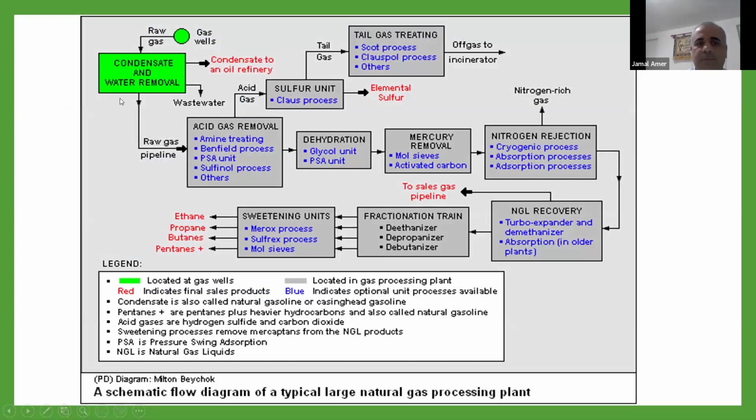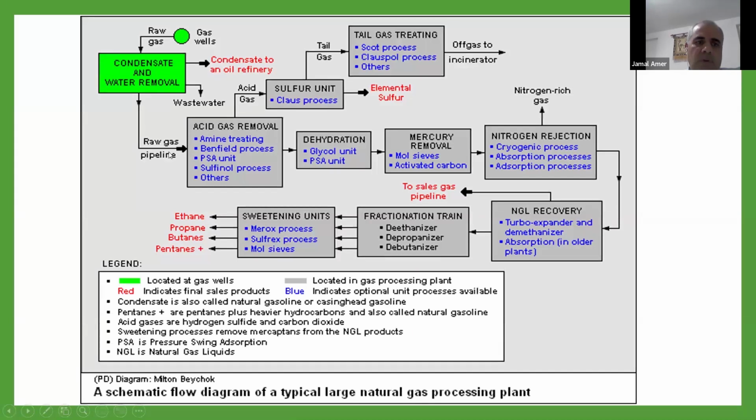This is a common sketch to summarize what I have said. So we have gas well or raw gas. So we have condensate and water removal. Okay, and so condensate is sent to the oil refinery, or can be sent to the oil export system. So we can mix it with the export oil after stabilization to improve the API of the exported oil.